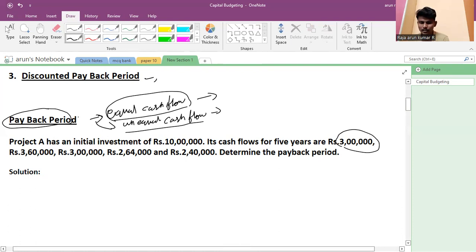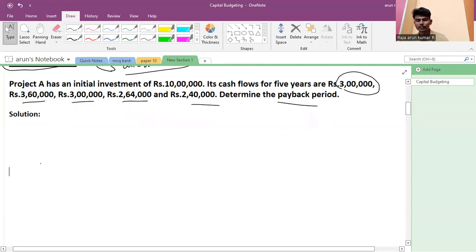Project A has an initial investment of rupees 10 lakh. Its cash flow for 5 years is 3 lakh, 3 lakh 60,000, 3 lakh, 2 lakh 64,000 and 2 lakh 40,000. Like that they gave. We determine the payback period for this. In the payback period they are asking, we do the sum following the steps.